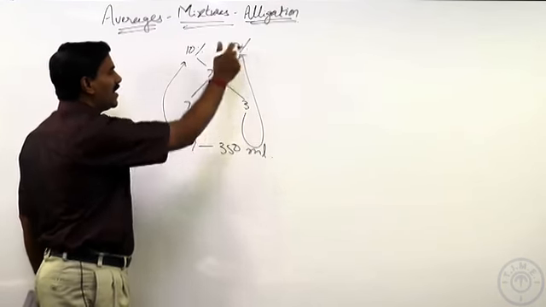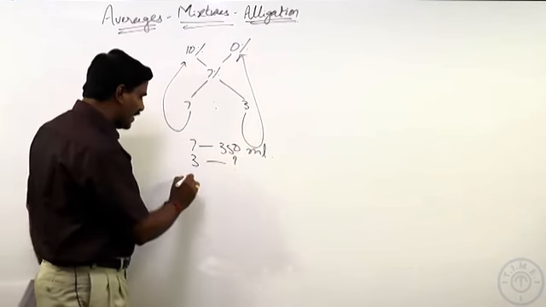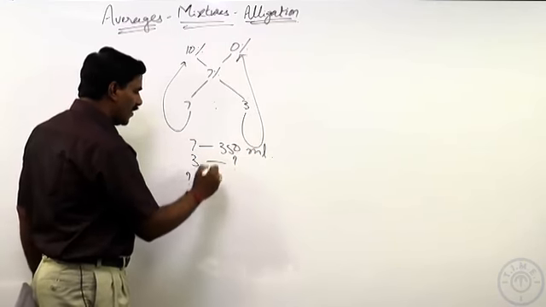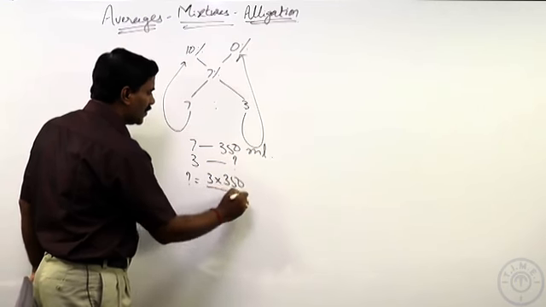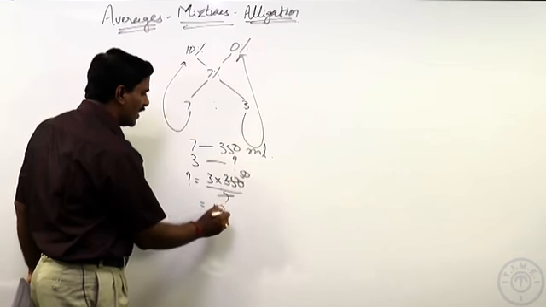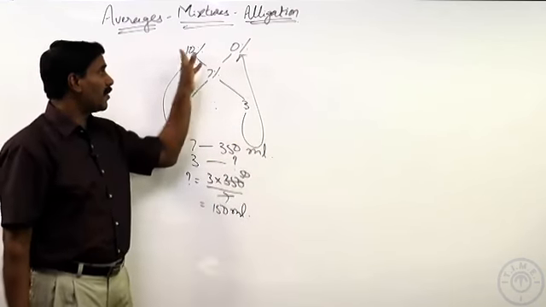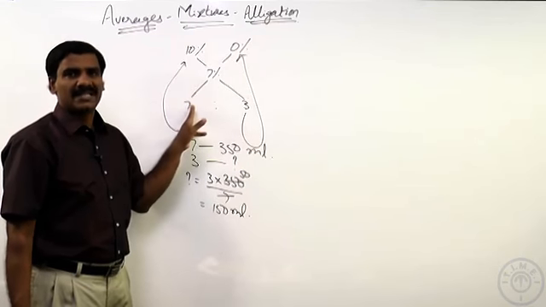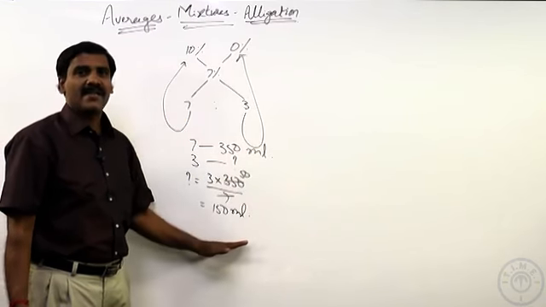Water to be added is 3 parts. So 3 parts will be how much is the question. It's basically 3 into 350 by 7. 7 goes into 350 fifty times, so it is 150 ml of water we need to add to bring down the concentration of milk from 10 to 7. This is the easiest way of answering the question.